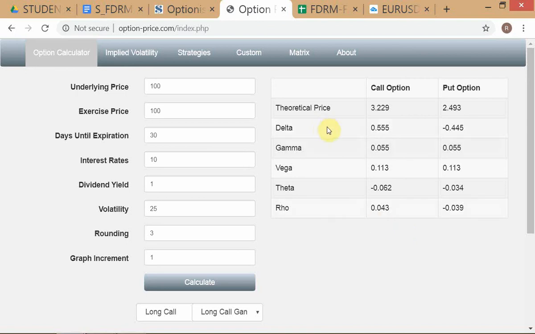So you should remember these names. Delta and gamma relate to the changes in the underlying; gamma is the rate of change of delta. Vega relates to the changes in the vol input. Theta relates to the passage of time. And rho relates to the interest rate. Okay, so this is what you should remember.